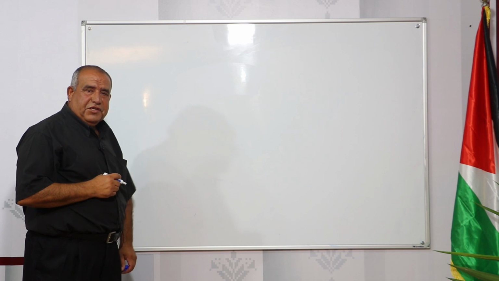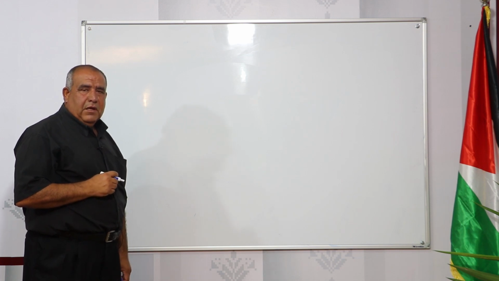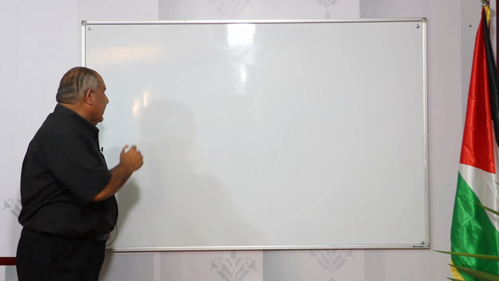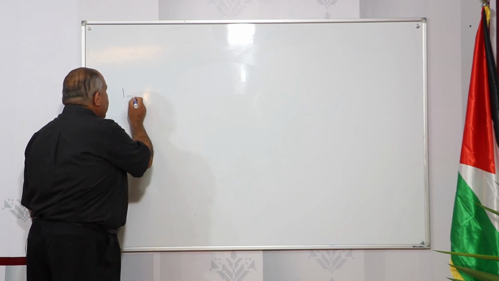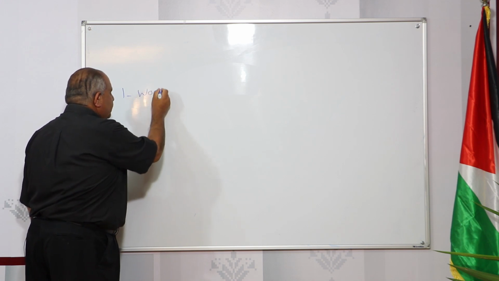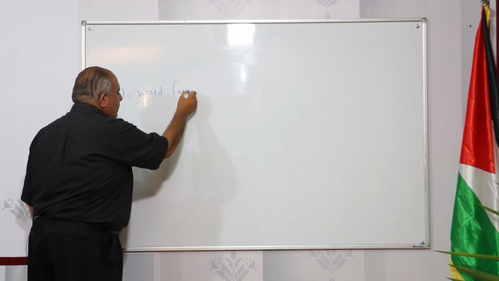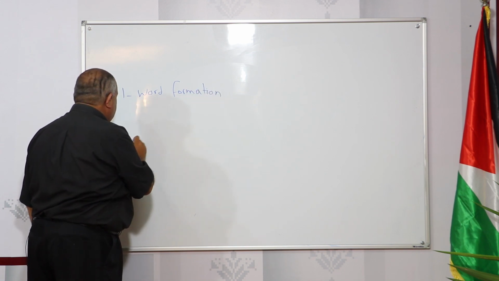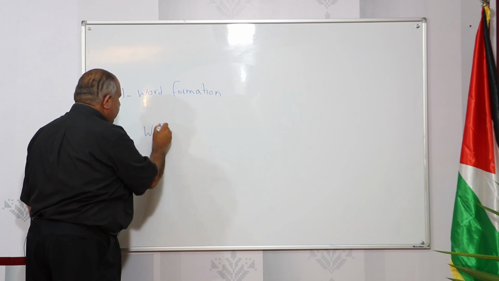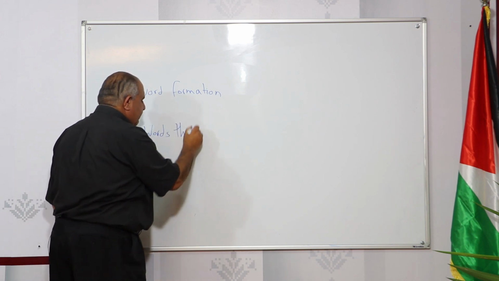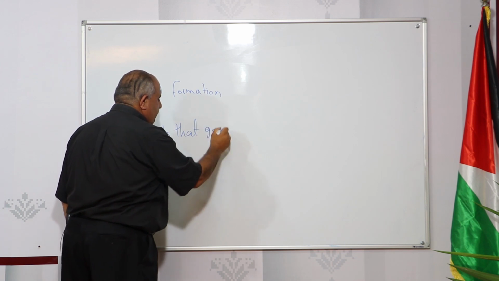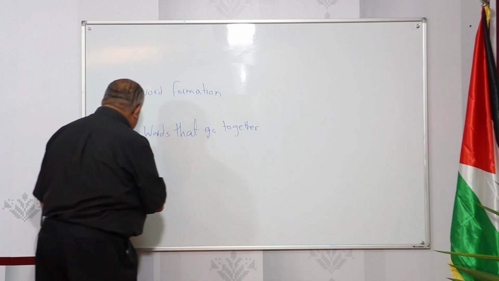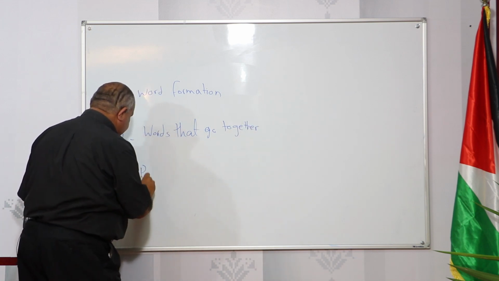Today we are going to finish unit number 1. This is the third class about this unit. We are going to discuss in this class number 1, word formation. Number 2, words that go together. Number 3, pronunciation.